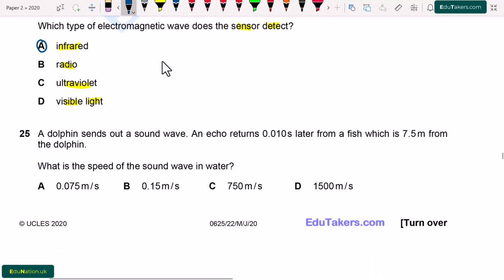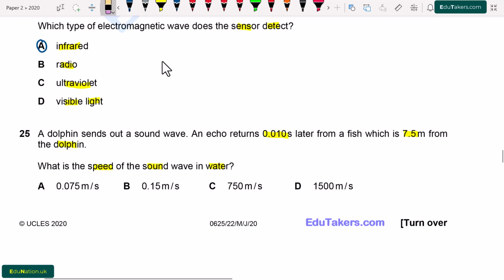Question number 25. A dolphin sends out a sound wave and the echo returns 0.01 second later from a fish which is 7.5 meters from the dolphin. What is the speed of the sound wave in the water? So here we have to find out the speed of the sound wave. Here it is basically the phenomenon of echo, where the sound wave goes and then it comes back.